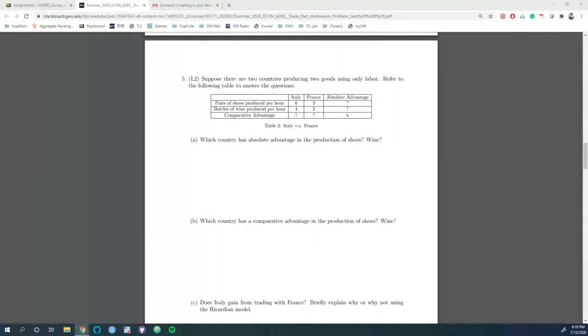Okay. And then for the other good, it's called wine, right? So what's the MPL in wine in Italy? MPL in wine in Italy is equal to 4, right? And then in France, it's the same case. So MPL of shoes in France is 3. MPL of wine in France is 2. So based on this information, can you draw out the PPF?